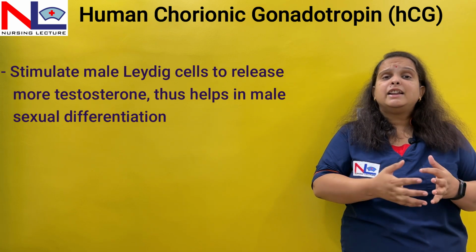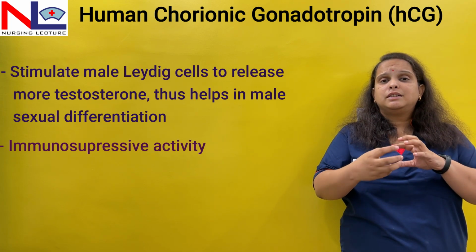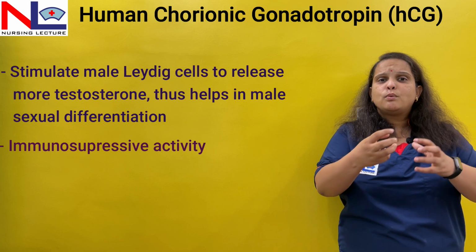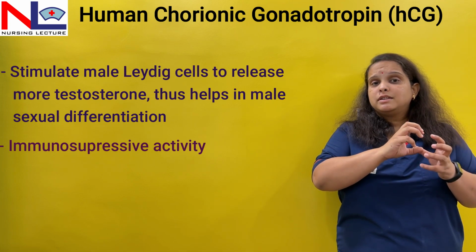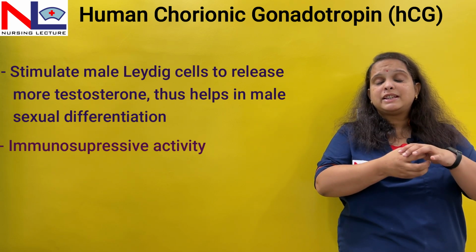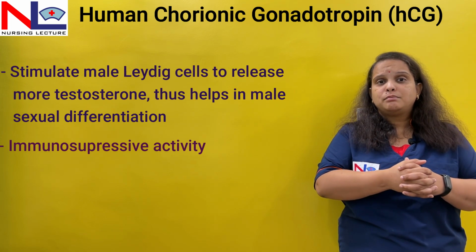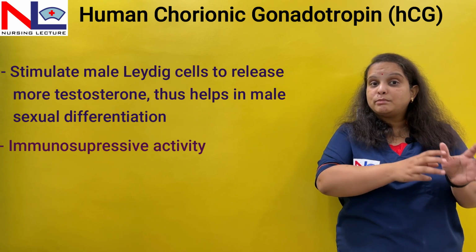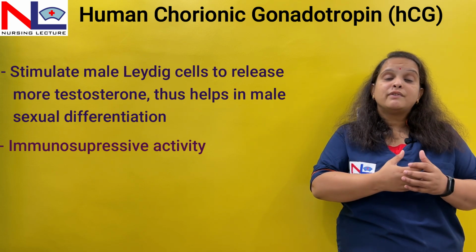releasing testosterone. And another important function of HCG is the immunosuppressive activity. Here the fetus carries paternally derived antigens that are foreign to the mother. So once these cells interact with the maternal tissue, immune suppression happens by this HCG. If it did not happen, the maternal immune response could detect the fetus as foreign material and reject that graft. But because of HCG, the fetal tissues are not that foreign to the mother and thereby are accepted by the mother's immune response. So it has immunosuppressive activity as well.